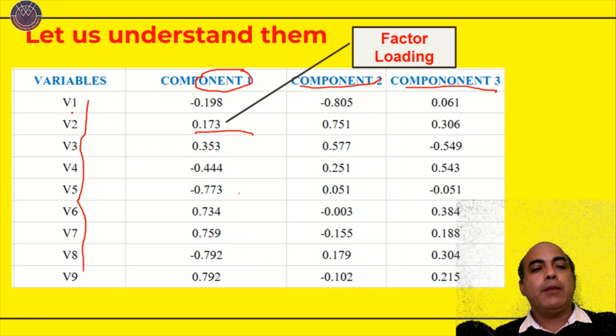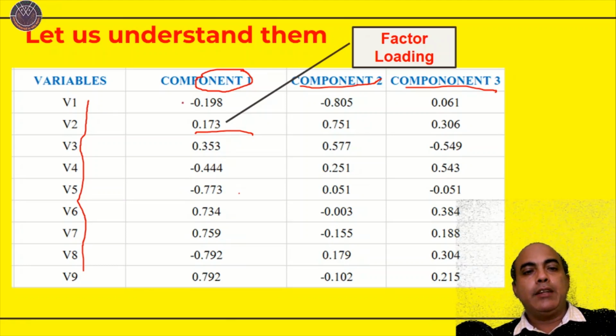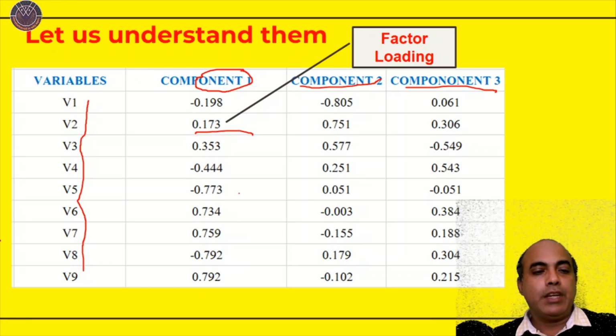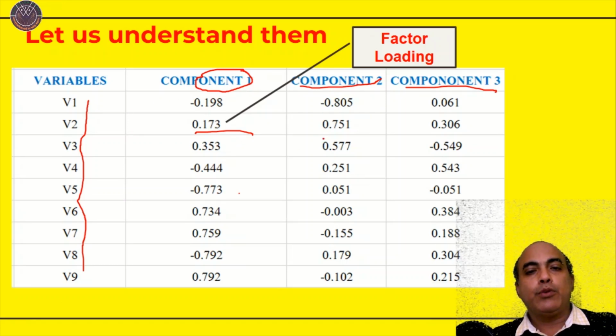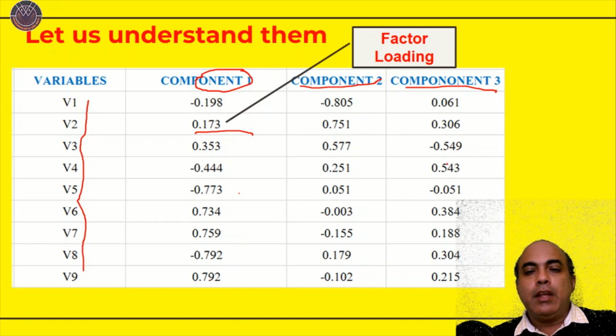So for variable 1, you can see that component 2 will be the significant factor, and so this set of variables can be clubbed together to give this component 2. Variable 8 and variable 9 can be clubbed together. Similarly, variable 1 and variable 2 can be clubbed together to give component 2, and similarly for component 3, you can see that variables like variable 3 and variable 4 can be clubbed together.